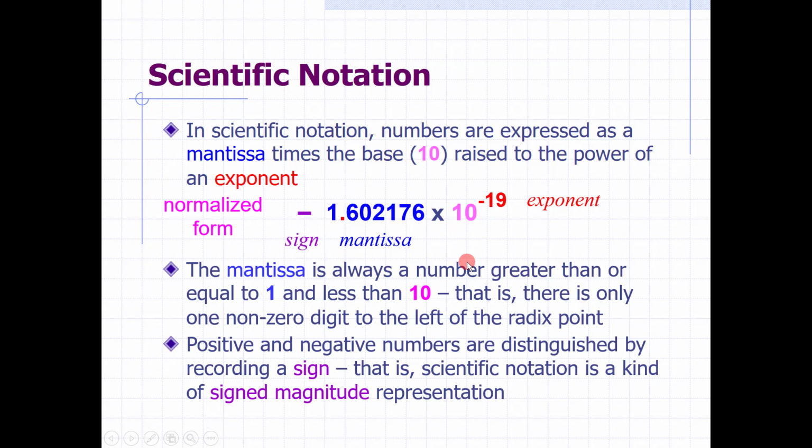So scientific notation ends up being a sign magnitude kind of representation. You have a separate piece for the sign, and then you need to store the mantissa, and you'll have to store the exponent. If you know those three pieces, you should be able to reproduce your number, provided you know what base you're in.